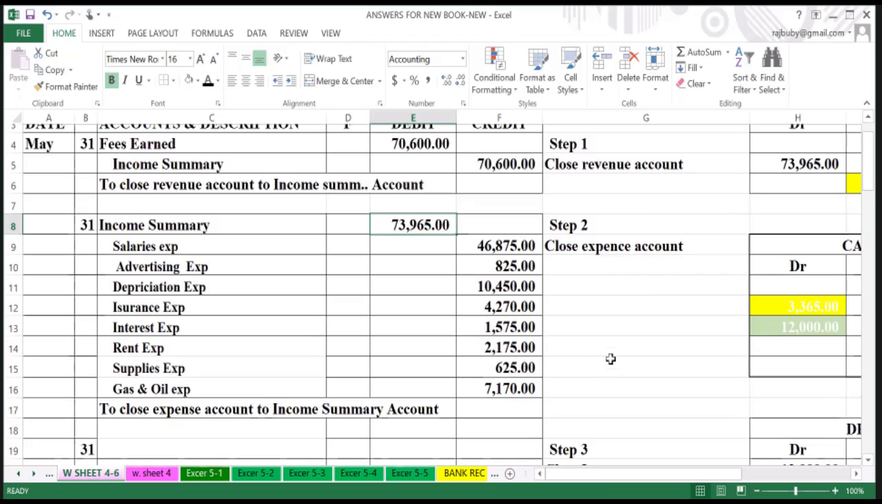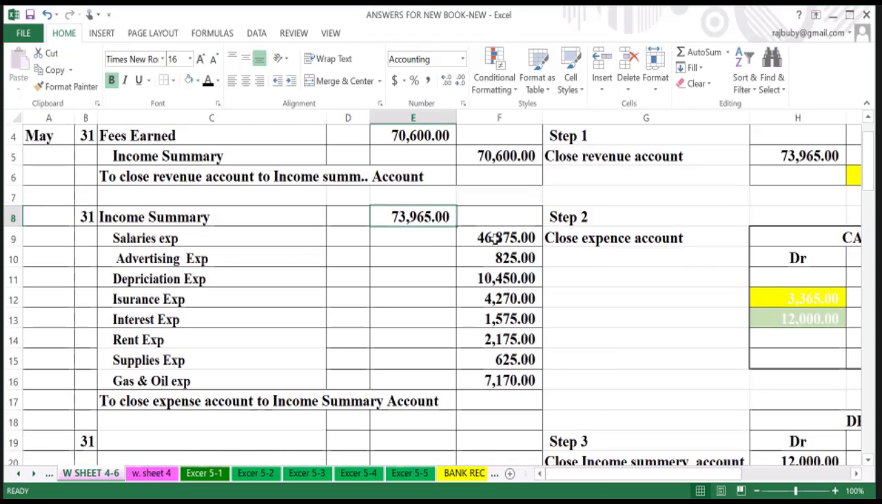It's going to be like this. The same amount has to come in the debit side. Instead of listing all the accounts, we put the total for the income summary account. But in real accounting, in manual accounting, they list all the accounts and put the amounts individually. But here I am showing the total. Only the total is showing in the income summary account.